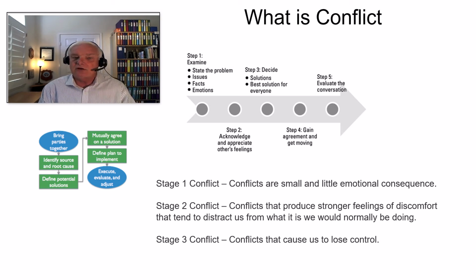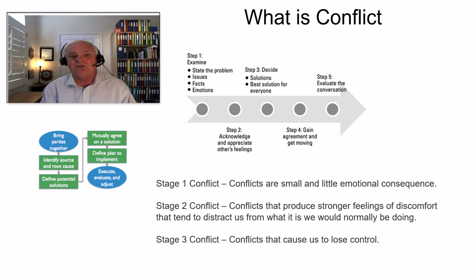Now, there are 3 stages to conflict, and this is one of the key things. You may have something that's at stage 1, and stage 1 conflicts are small and of little emotional consequence. They're things that can usually be brushed off. It's not something that interferes with the organization or the people. It's not something that requires a separation of people or something like that.